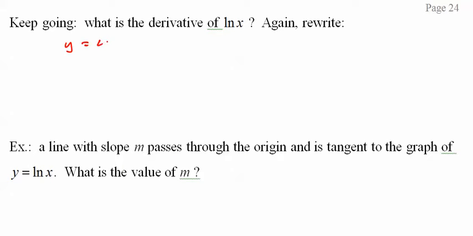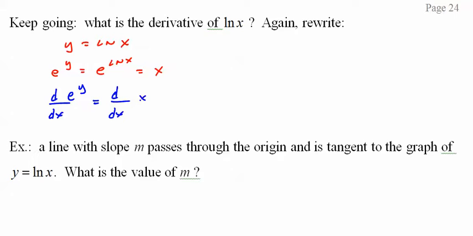So what's the derivative of natural log of x? y equals natural log of x, so e to the y equals e to the natural log of x, which equals x. Implicit differentiation: d/dx of e to the y equals d/dx of x. We end up with e to the y times dy/dx equals 1.